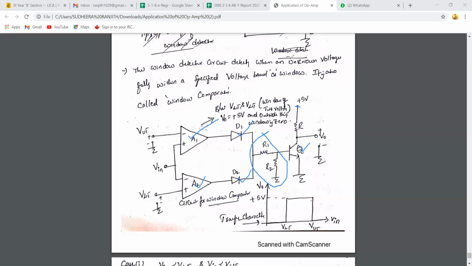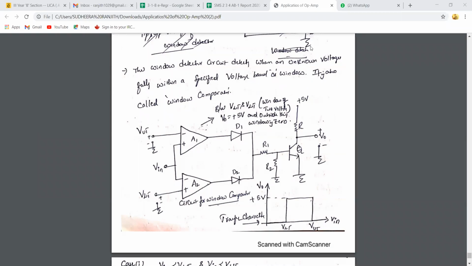So what is window detector? This circuit detects whenever an unknown voltage falls within the specified input voltage band. So the window detector circuit detects when any unknown voltage falls within a specified band of voltages, right? That band is also called window. It is also called window comparator.